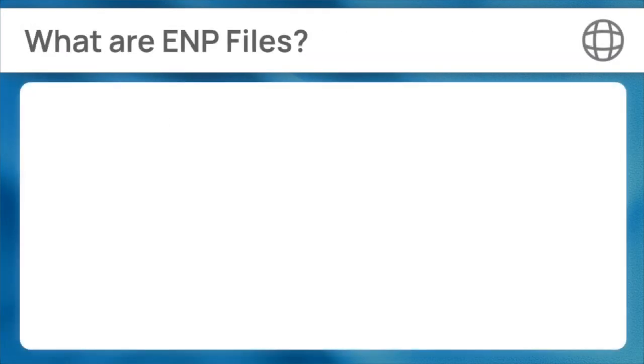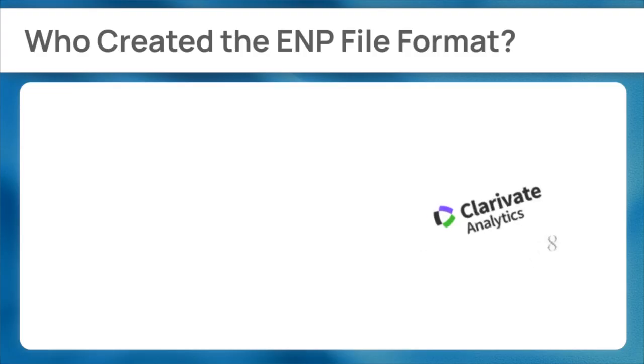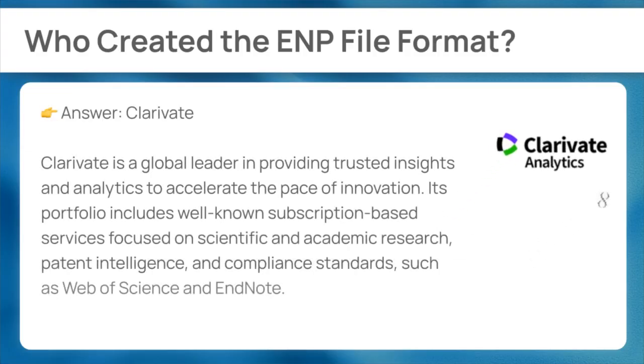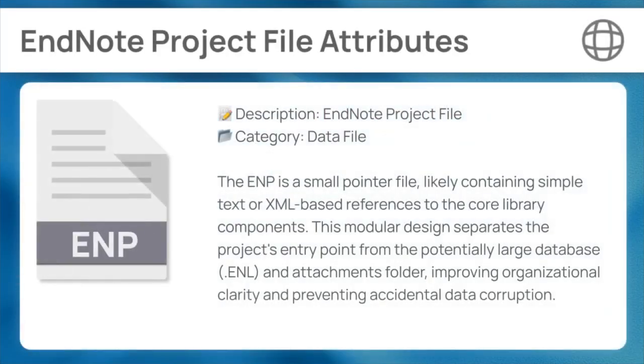An ENP file is the main project file for Clarivate's EndNote, a widely used reference management software. This file itself does not contain the library data. Instead, it acts as a pointer, linking to an associated .enl library file and a .data folder containing attachments and metadata. The ENP is a small pointer file, likely containing simple text or XML-based references to the core library components.